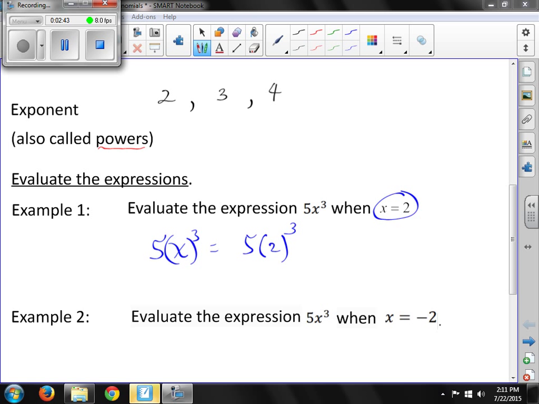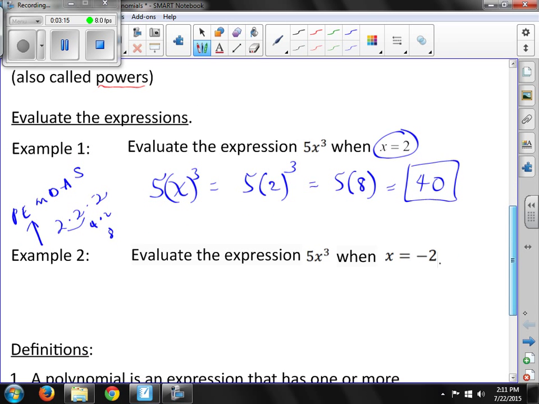Remembering my rules of order of operations, please excuse my dear Aunt Sally, I have to do exponents next. So I'll have 5 times 2 cubed, and 2 cubed is 2 times 2 times 2. 2 times 2 is 4, times 2 is 8. So now I'll have 5 times 8. When I evaluate this expression for x equal 2, I will come up with 40.